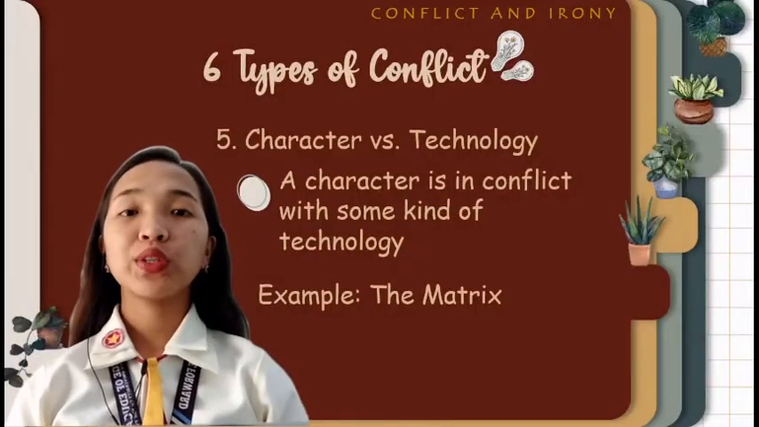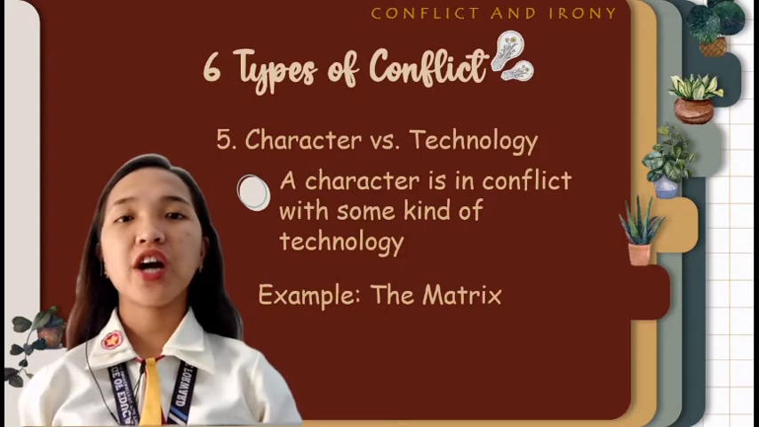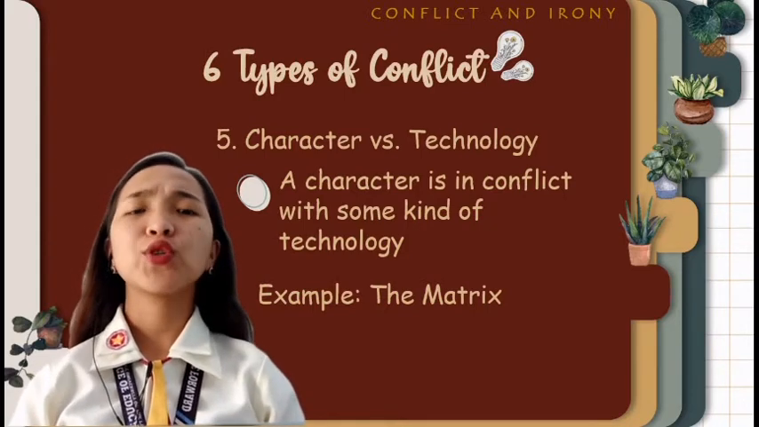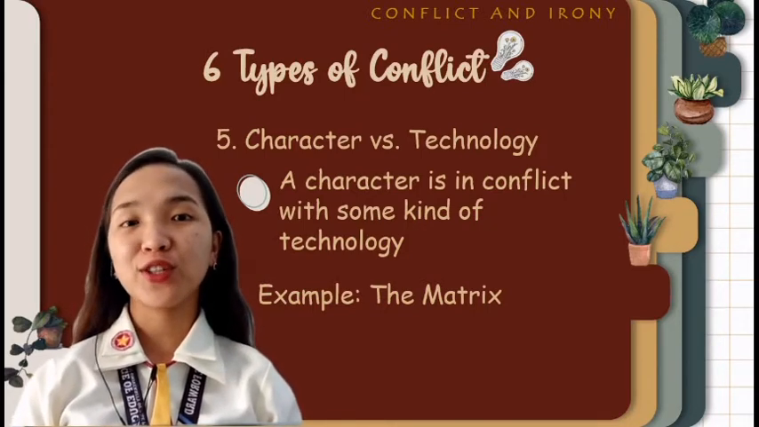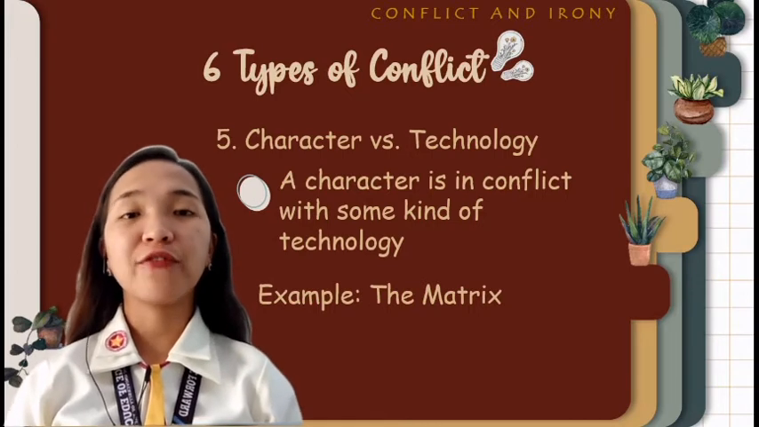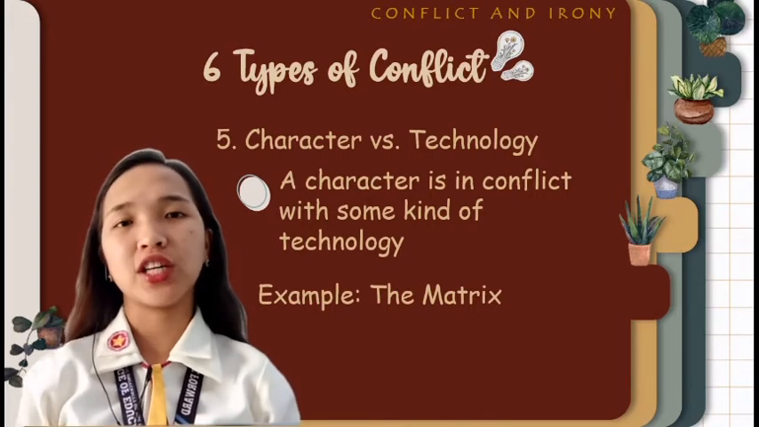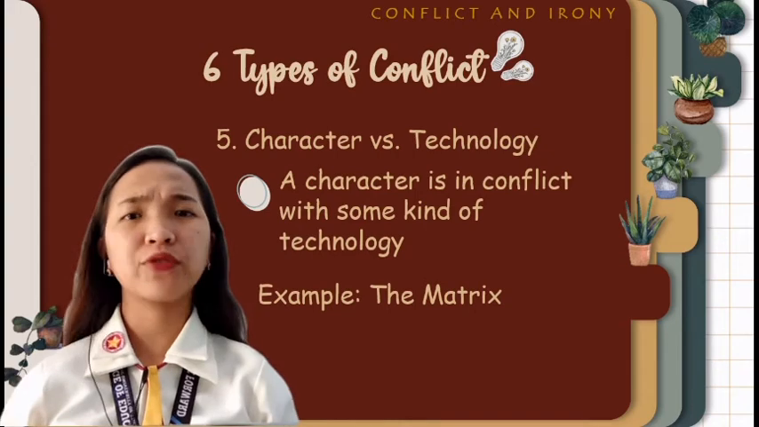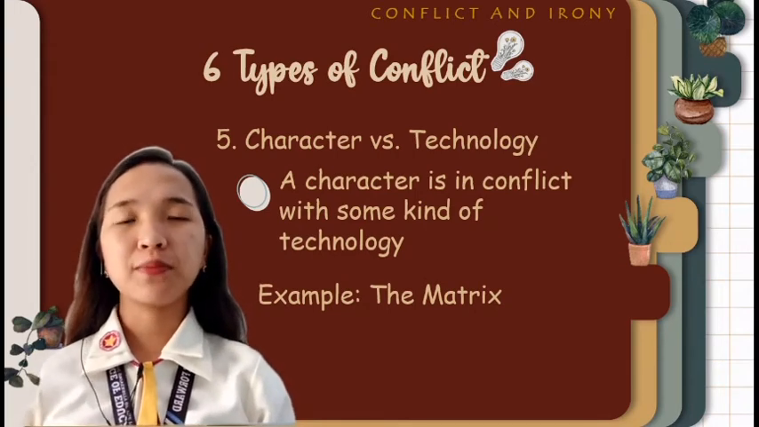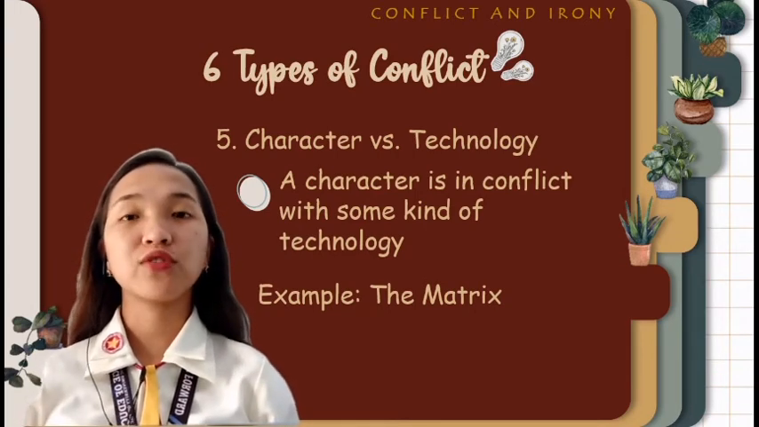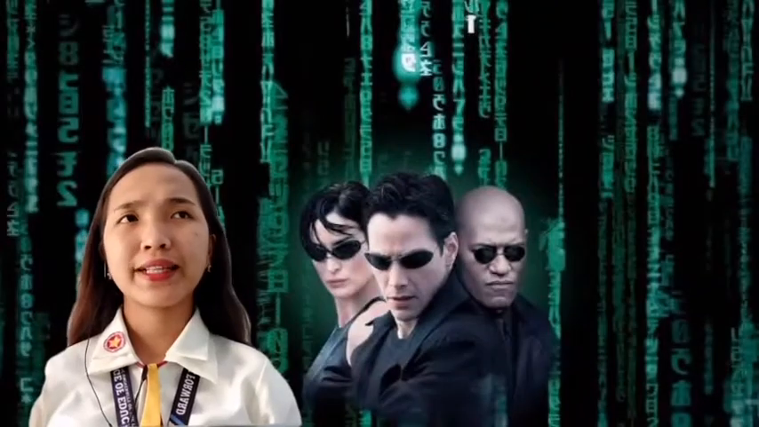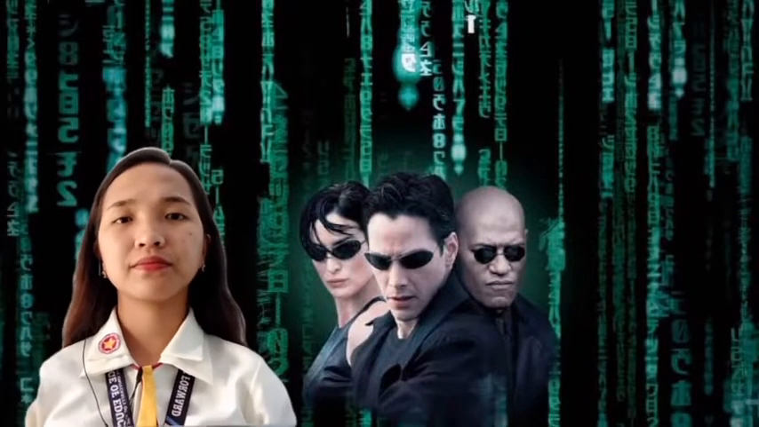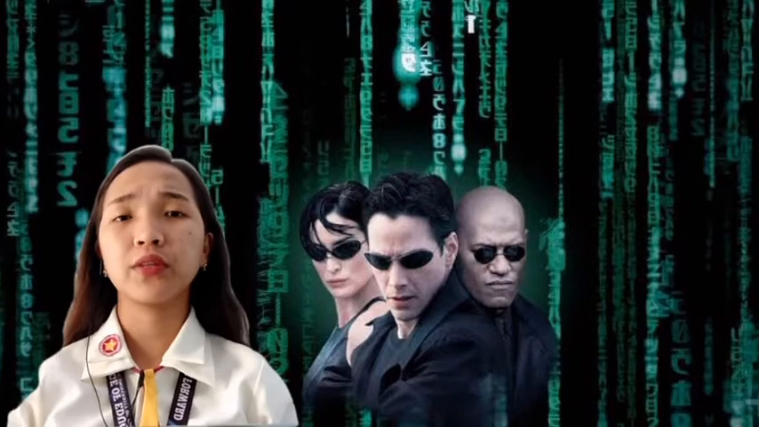So the fifth type of conflict is character versus technology. So when we say character versus technology, a character is in conflict with some kind of technology, and the technology becomes too powerful or causes problems for a character or society, like the movie The Matrix. Maybe some of you are familiar with that movie.